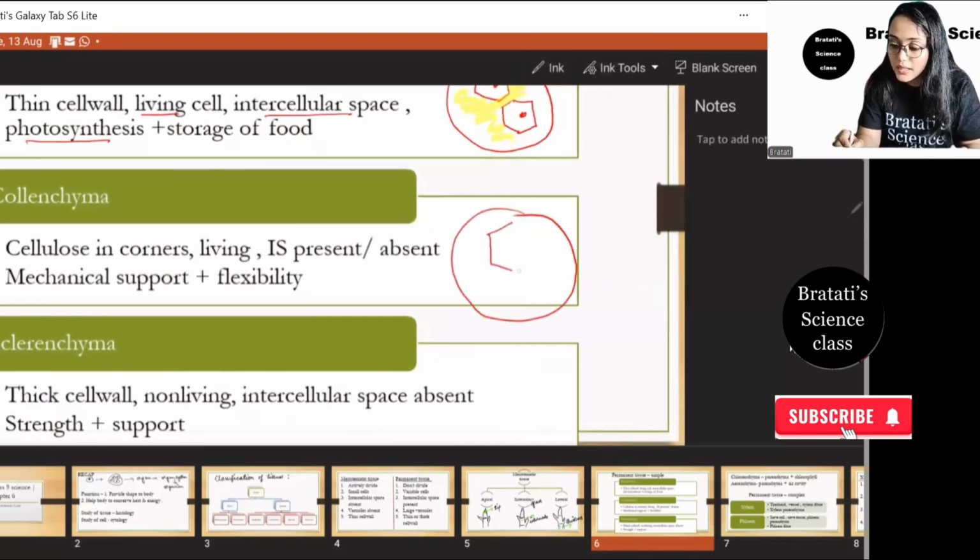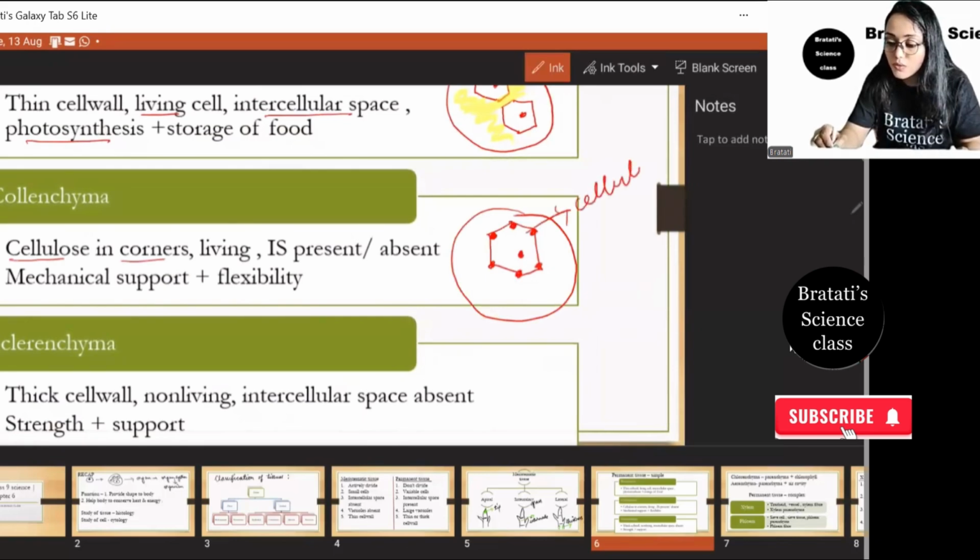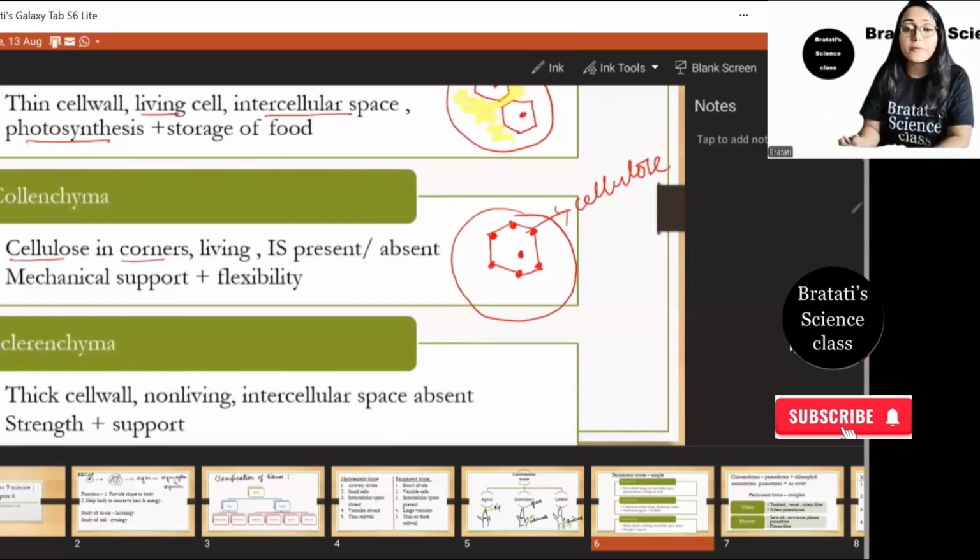In this, in the corners of the cells, cellulose is present. See, the corners are thick. The corners of the cells are thick because cellulose is present in the corners. And the intercellular space might be present or absent. So this kind of tissue, collenchyma, gives mechanical support and flexibility to the plants.